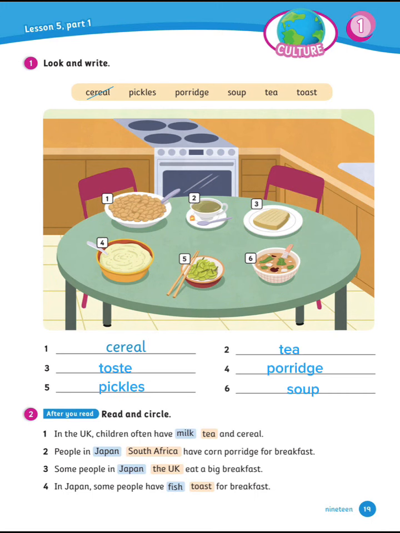Exercise number 2. Read and circle. Read the sentences. Circle the correct word. Number 1. In the UK, children often have milk and cereal. Number 2. People in South Africa have corn porridge for breakfast. Number 3. Some people in Japan eat a big breakfast. Number 4. In Japan, some people have fish for breakfast.